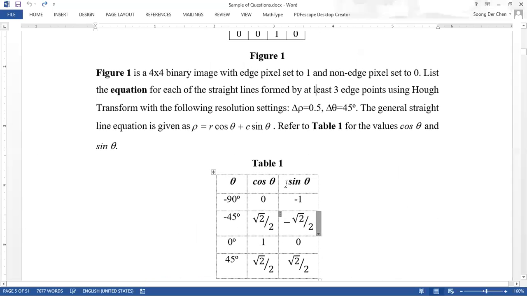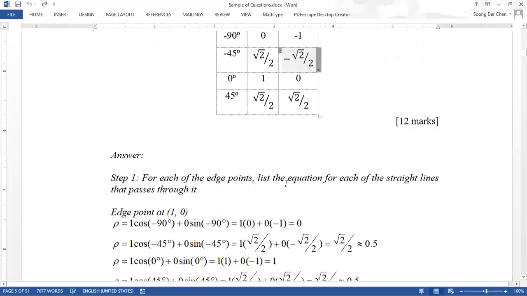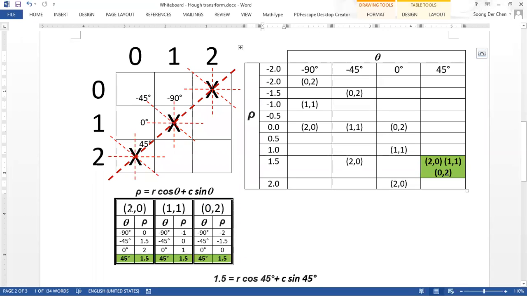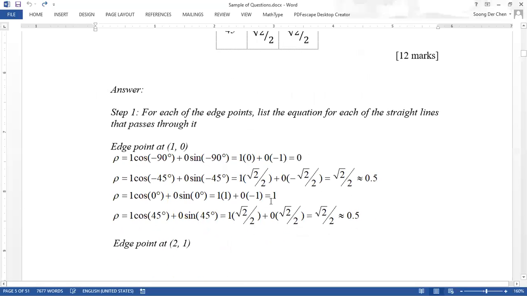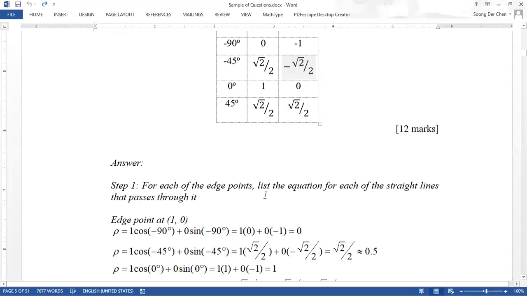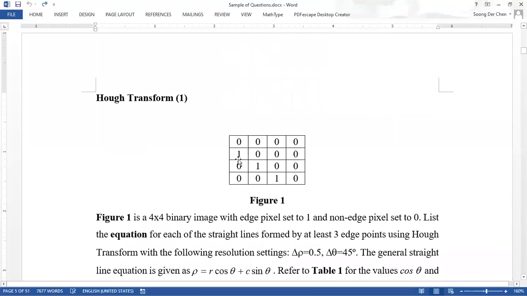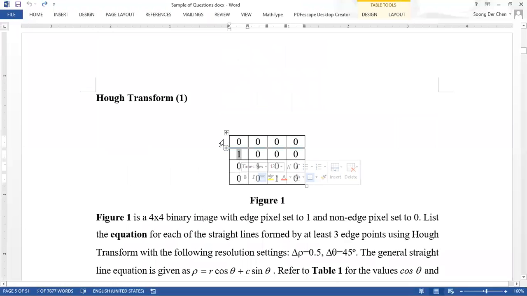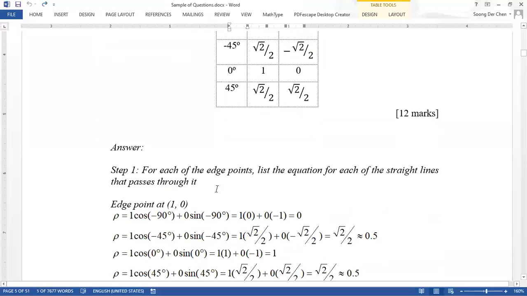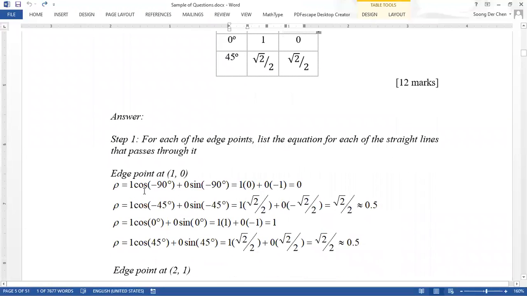Okay, so to begin with the answer, as we have looked at this, you have to list for each of the edge points the equations of line of different orientation, different degrees here, and find their rho. So in this case, we have the first point. What is the first point? 1, 0. This is the point. Okay, row 0, row 1. Okay, column 0. So 1, 0. So means in this case, your R is 1, your C is 0.